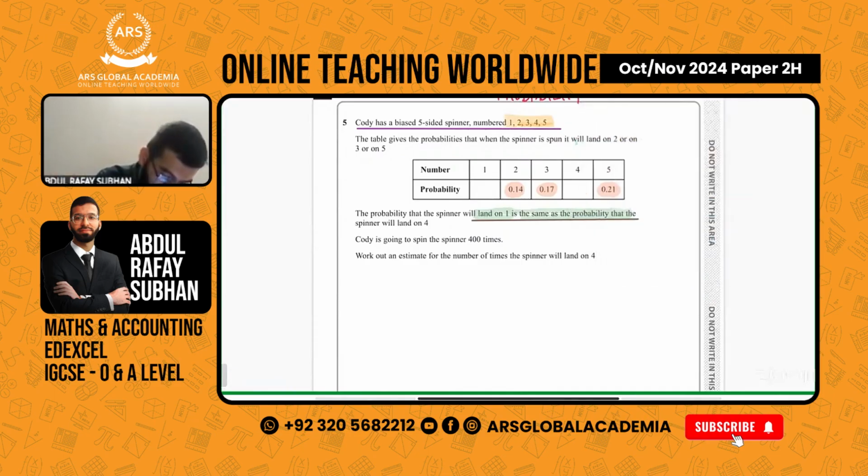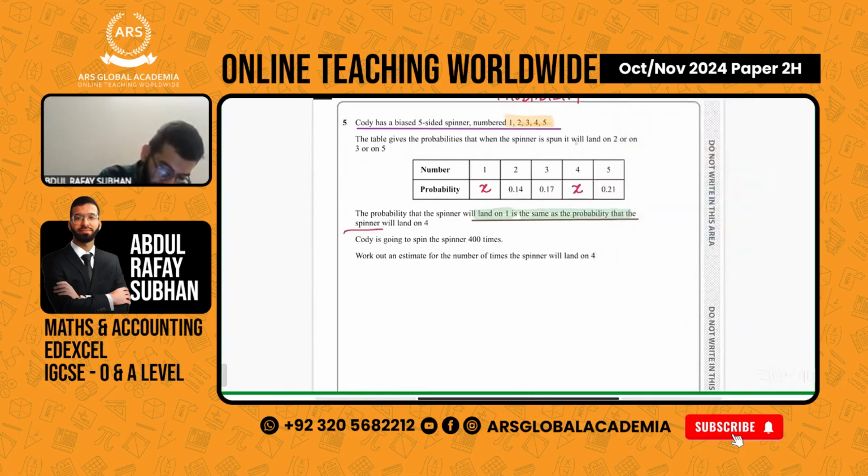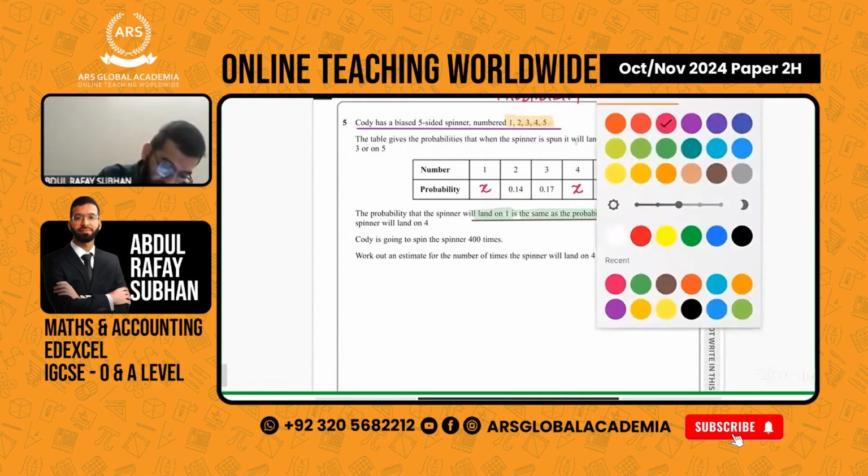I would not be interested in reading the further part of the question, because I'm pretty sure that whatever we have to find out, I first need the probabilities. So that is why I'll just skip this portion. Whatever they need comes later. Whatever the question requirement is, you have to first get the probability.